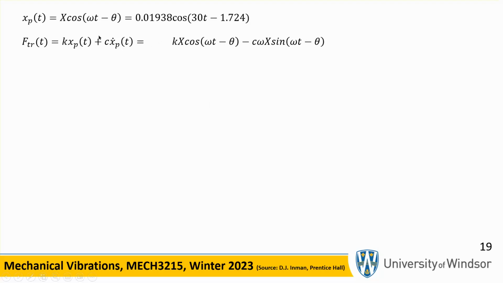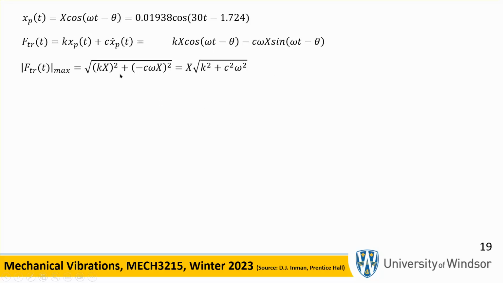K times big X times cosine, minus C omega, the derivative of this thing, is minus C omega X sine, right there. Now, of course, yes, I know omega, I know X, I know theta, but I wrote it for you in general, that expression. If this is my solution, big X cosine omega t minus theta, it's going to look like that.